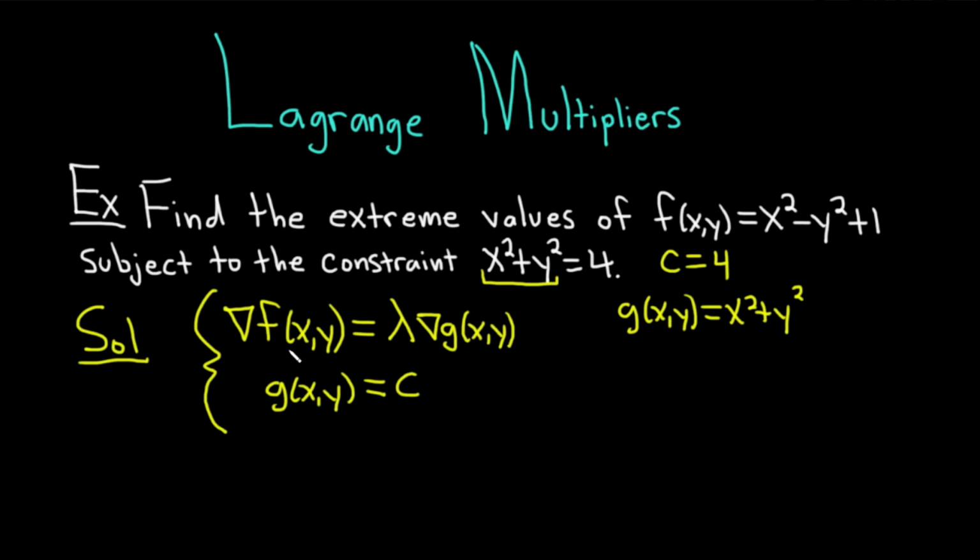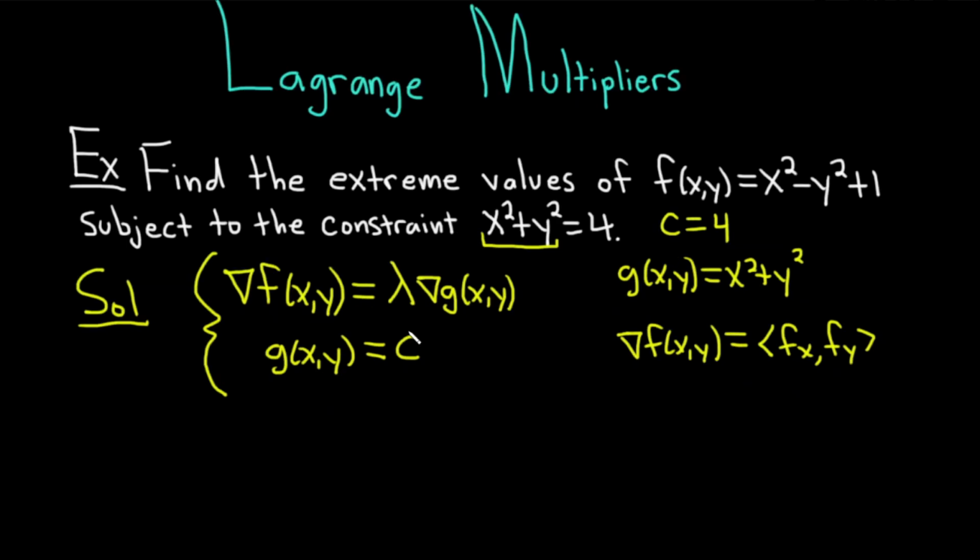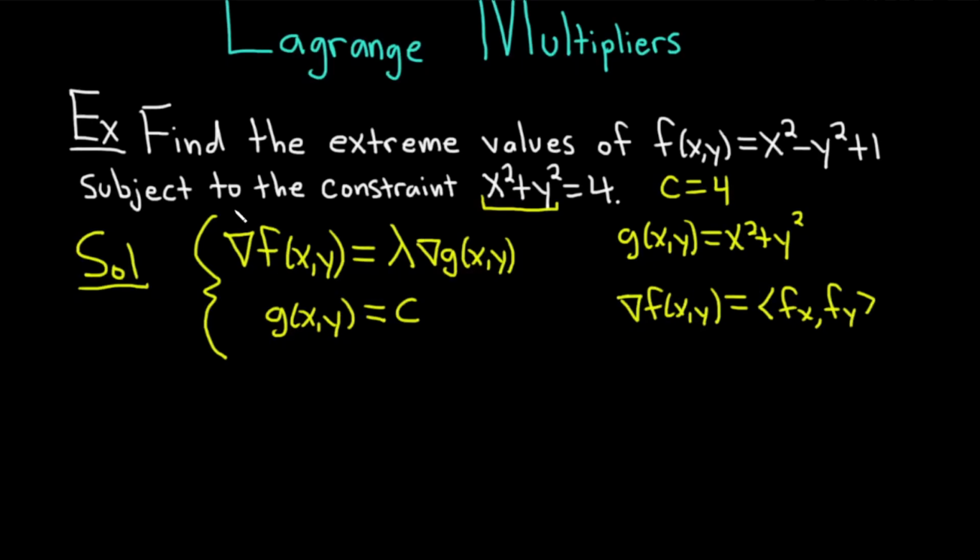Okay, so now let's find the gradients. Recall that the gradient of f is just the vector whose components are its partial derivatives. So I'll do it over here just so you know the formula. The first component is the partial with respect to x, so fx. The second one is the partial with respect to y. So the gradient of f is equal to the vector whose components are fx and fy. Now we're going to actually compute those gradients.